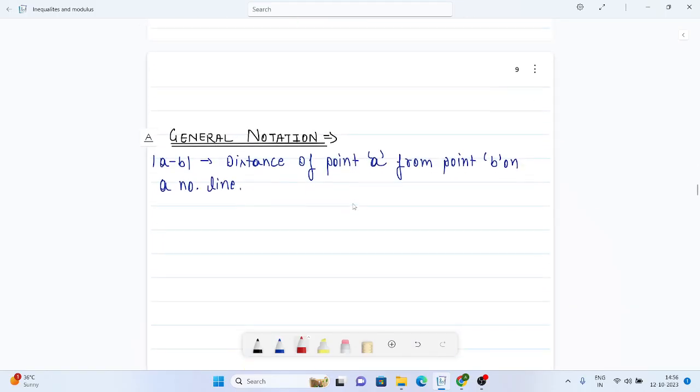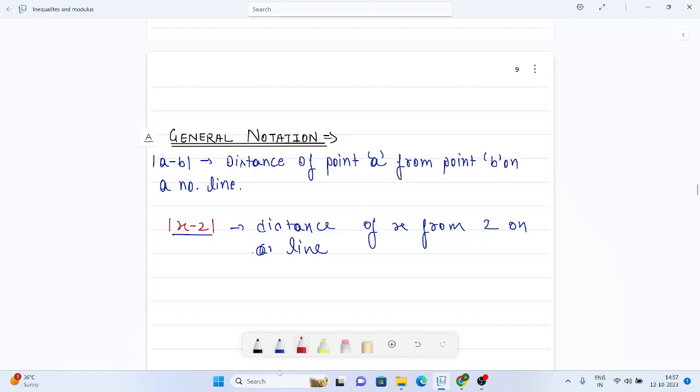So the general notation: mode a minus b is the distance of point A from point B on a number line. So write mode x minus 2 if given. This is the general notation. So mode x minus 2 means the distance of x from point 2 on a number line.